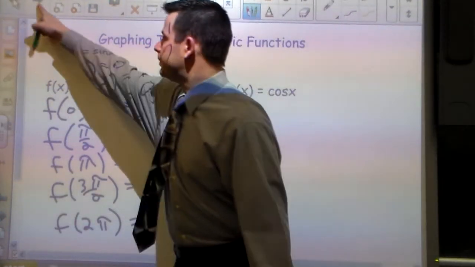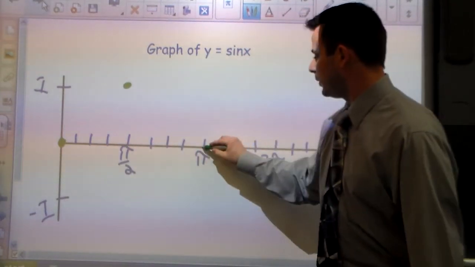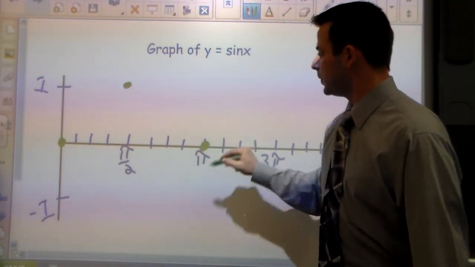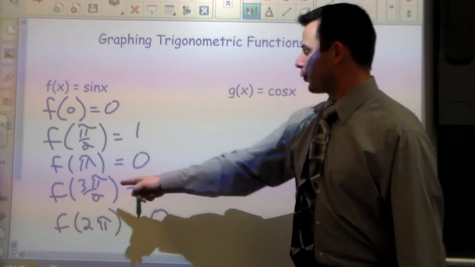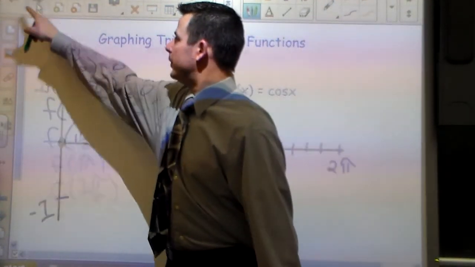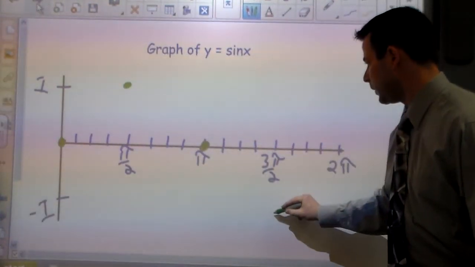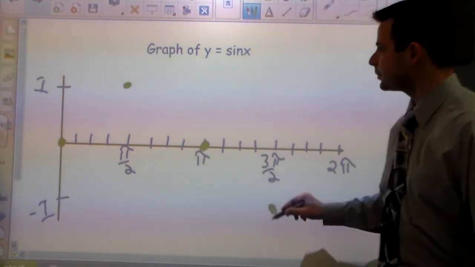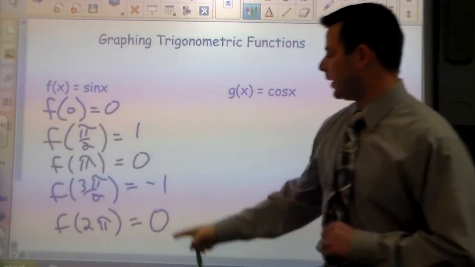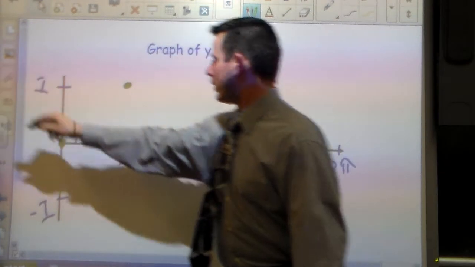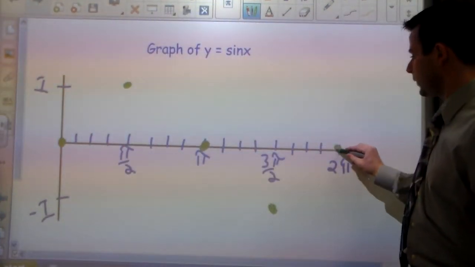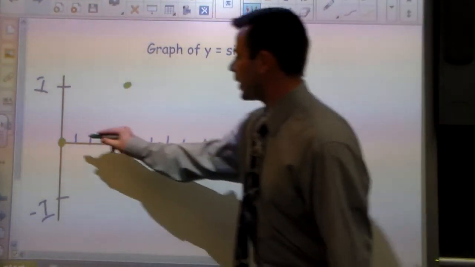F of pi is 0. So at pi radians, sine is 0. At 3 pi over 2 radians, -1. 3 pi over 2, down to -1. And at 2 pi radians, sine is 0. So at 2 pi, sine is 0. So here's the graph. Let's connect it.